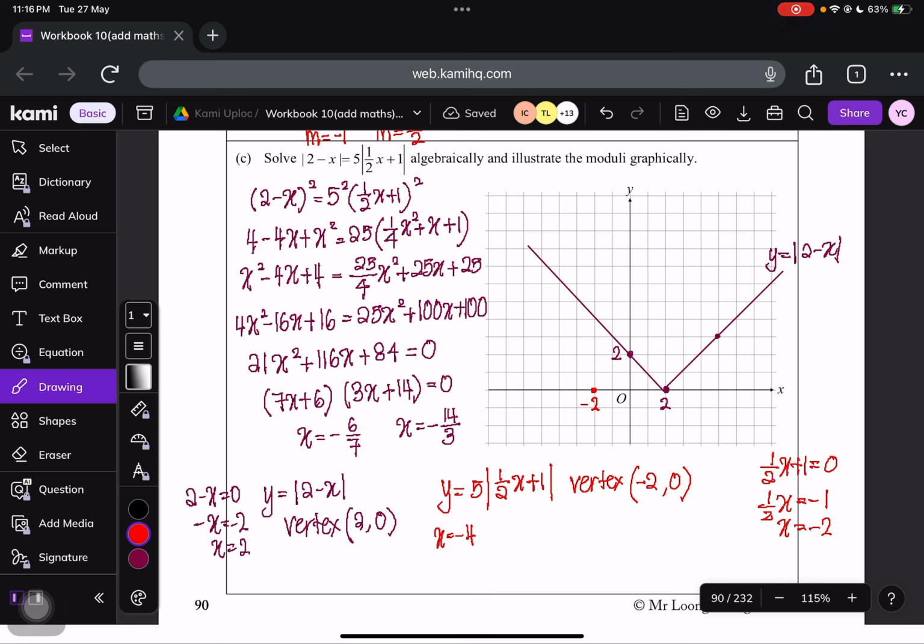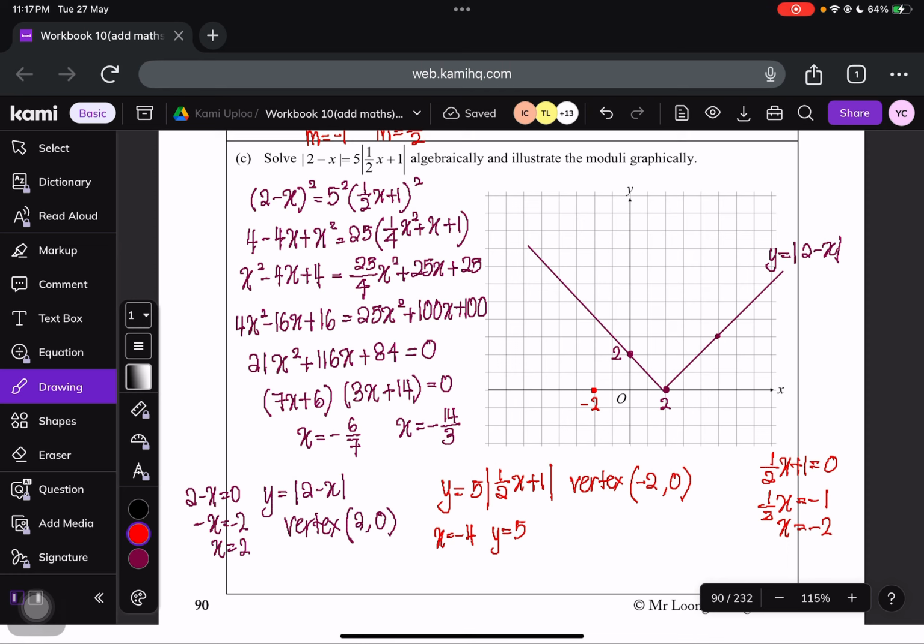So you just sub inside. 1 over 2 times negative 4 is negative 2. Negative 2 plus 1 is negative 1. So modulus of negative 1 will give you 1. Right? 1 times 5. Don't forget the 5. So your y is equal to 5. I say again. 1 over 2 times negative 4 is negative 2. Negative 2 plus 1 is negative 1. So modulus of negative 1 is 1. And 1 times 5 is 5. That's why it's 5. Okay?